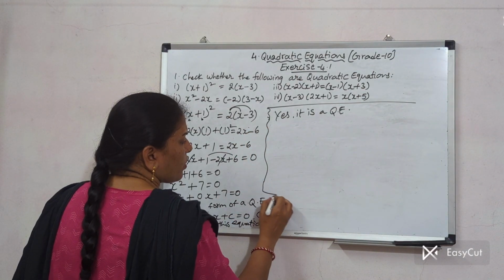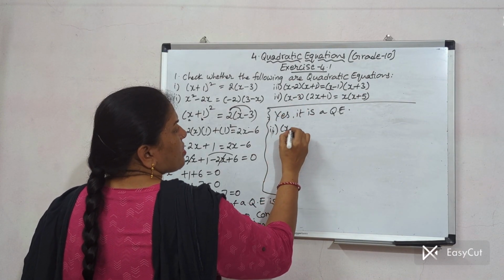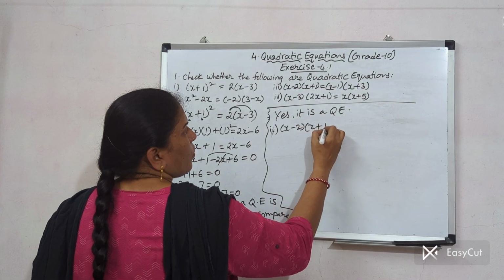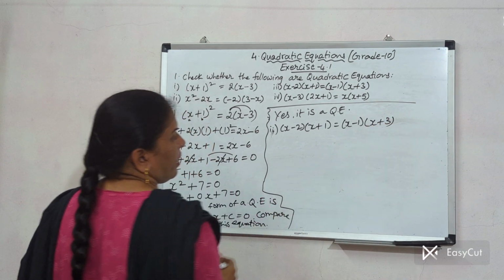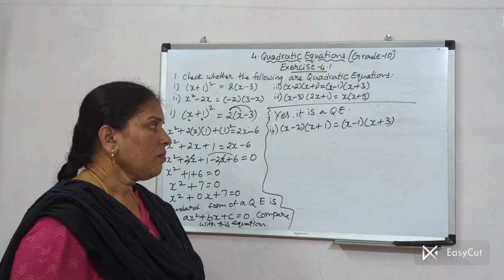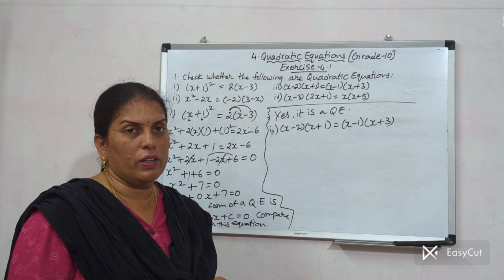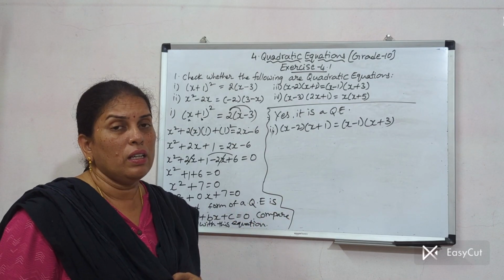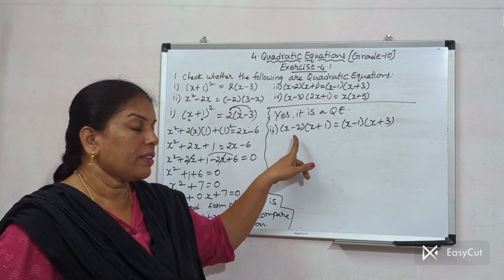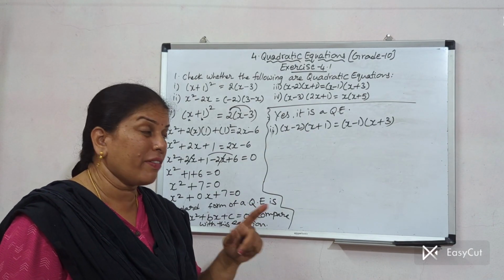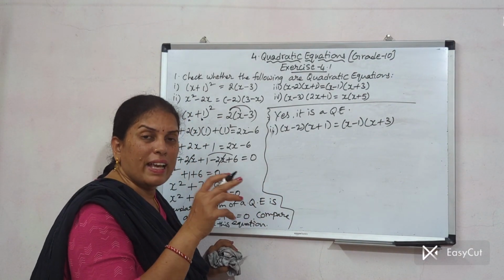Let's go to the second question. What is second one? X minus 2 into x plus 1 equal to x minus 1 into x plus 3. All of you see here, children. Here you can apply the formula: x plus a into x plus b equal to x square plus a plus b into x plus ab. That is the formula for that expression. All of you understood? Otherwise, if you forgot that formula, you can multiply directly. No problem. Okay? But it saves time.